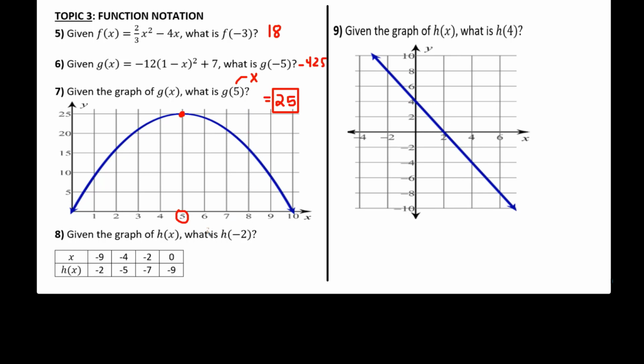There you go. On the table, remember this is the x value, so you look for the x value -2. And what is the y value? It is -7. So there we go.